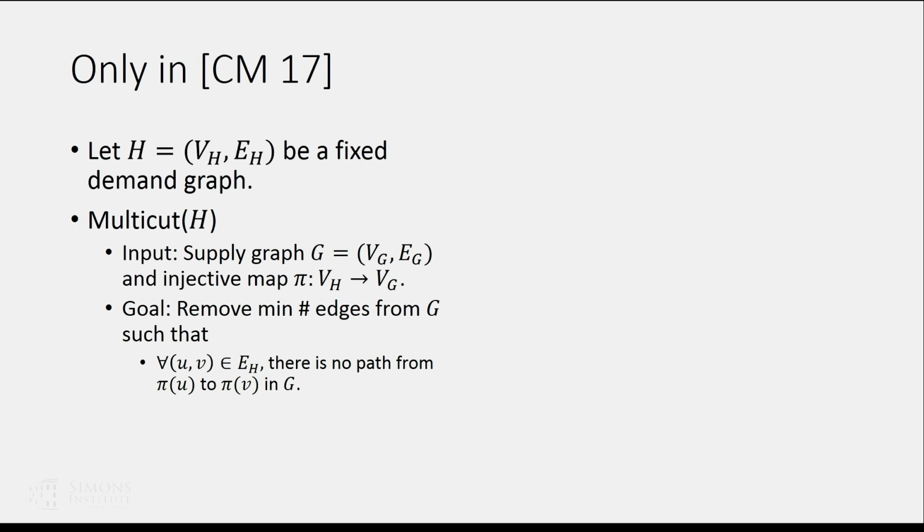So let H be a fixed demand graph. Say that it's a constant size. Given this H, multicut H is a special case of the directed multicut problem. Now the demand graph is fixed, so the input is just the supply graph G and the injective map pi from the vertices of H to vertices of G. So pi essentially specifies where the terminals are. And then given this input, our goal is to remove the minimum edges from G such that for every edge UV of H, we make sure that in the supply graph, there's no path from the image of U to the image of V in G.